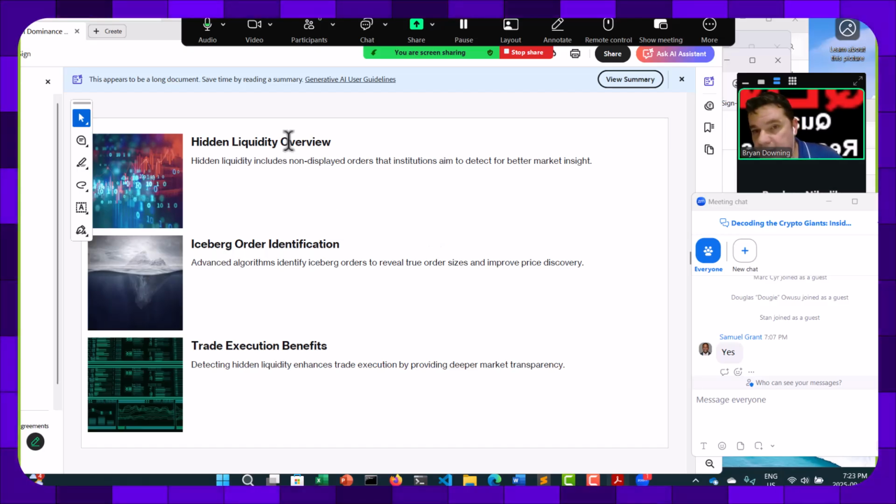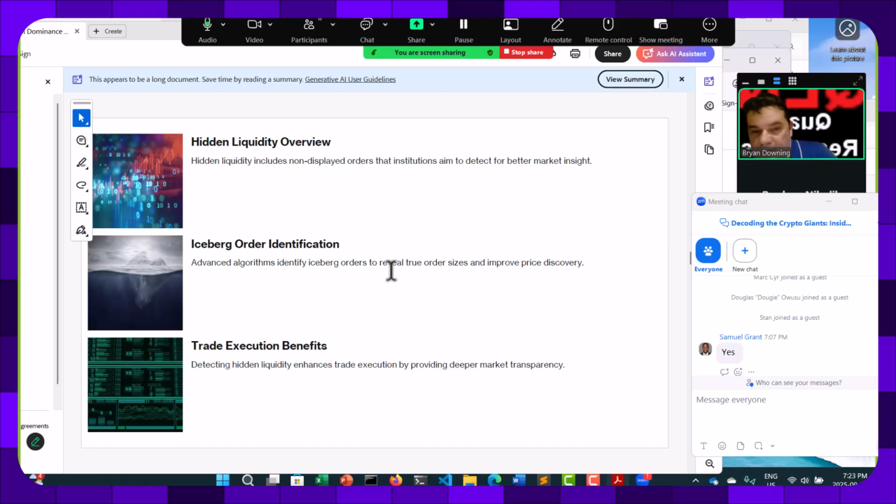First thing they've got to watch out for is hidden liquidity: non-displayed orders that institutions aim to detect for better market insight. So that's another way of saying we want to have these block trades put through, but we don't want the competition to know what we're doing. So they'll put them through dark pools or they'll break them up into iceberg orders, with this identification, advanced algorithms to reveal true orders and improve the price discovery.